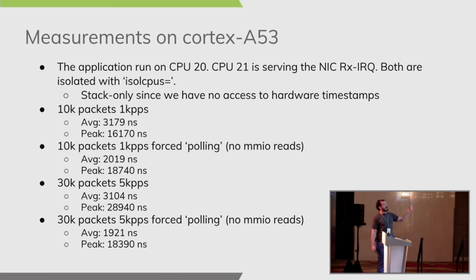And as you can see, the results are similar when we tried 30,000 packets at a rate of 5,000 packets per second, again with MMIO accesses enabled and disabled. The reason the 30,000 packets at a 5K rate limit was lower is probably that the caches were hotter at that point, so you could process packets faster.